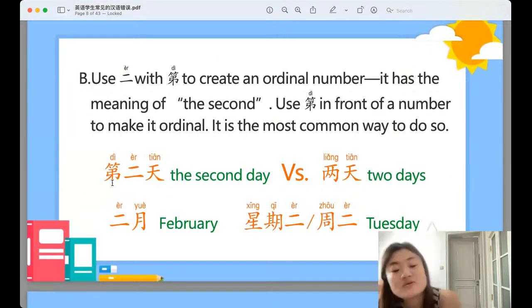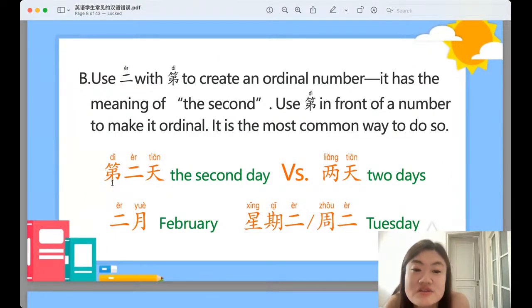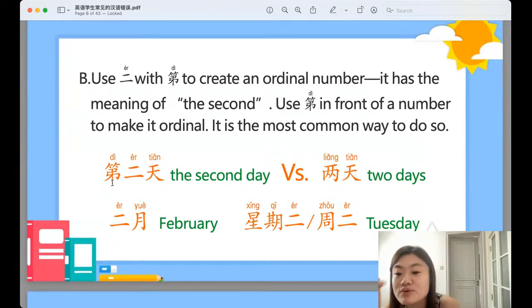And then the second situation where you use 二 is when you're trying to say ordinal numbers. For example, when you say the second, a lot of times you put a 第 in front of 二. So it's an ordinal number, you kind of put things into order. If you say 第二, it's the second. If you say the second day, you can say 第二天. So 第二天, the second day.